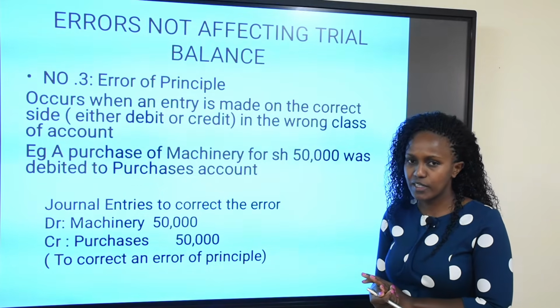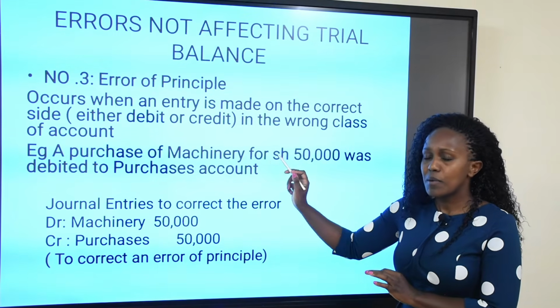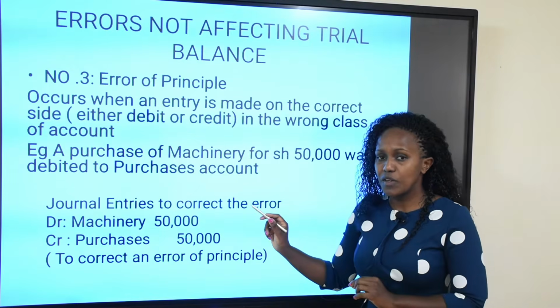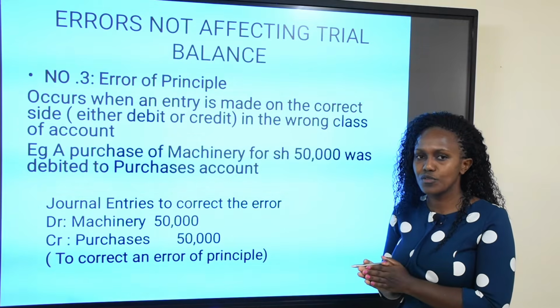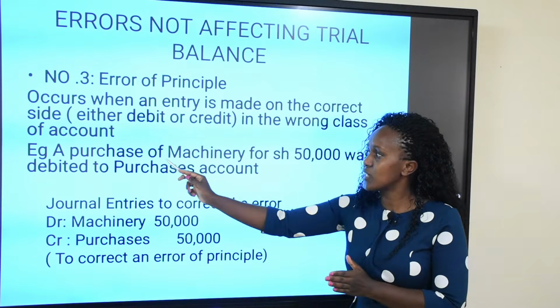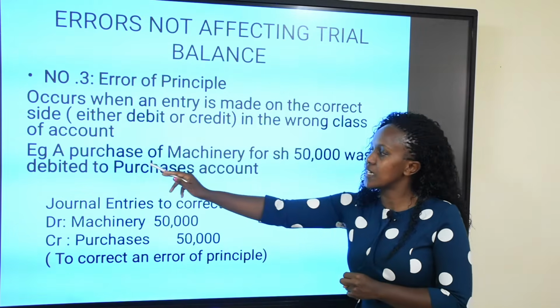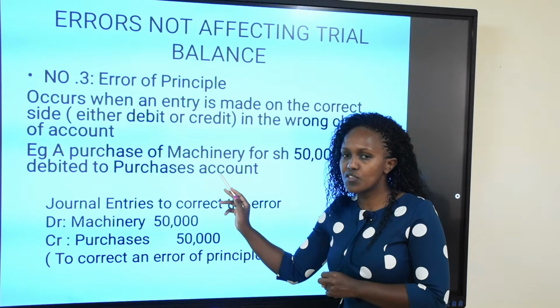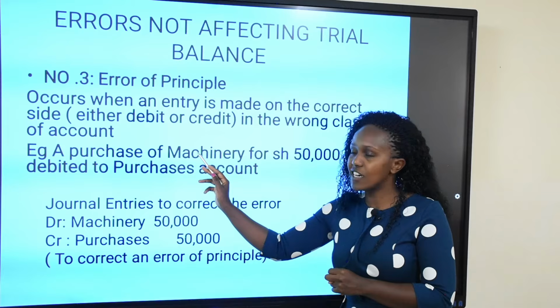It's just simply what I was saying. We need to correct this error. Number one, when you go to correct an error, we have said, first of all, do the right thing. What is the right thing to do? We are being told here that a purchase of machinery for shillings 50,000 was debited to purchases account. That was not the right thing to do. The right thing was to debit machinery.